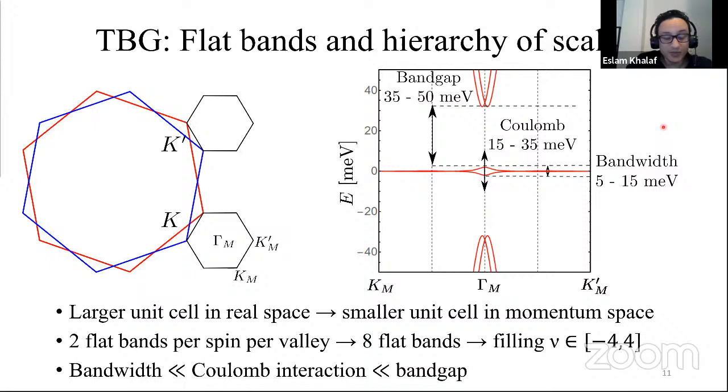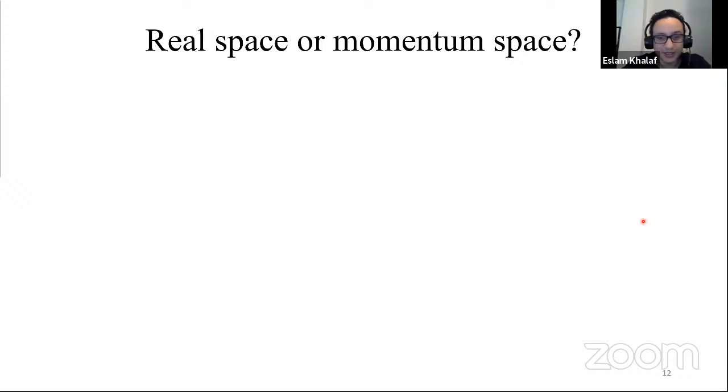Which means that to a good approximation, we can think of this problem by projecting out these remote bands and focusing on the flat bands, and then taking this interaction, which is now strong, and projecting it onto these flat bands. So this problem of strong interaction projected onto a set of flat bands is a relatively typical problem in condensed matter. And there is a typical approach people would use, which is to take these two bands and build a real space lattice model.